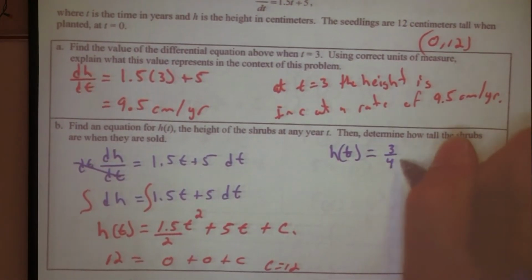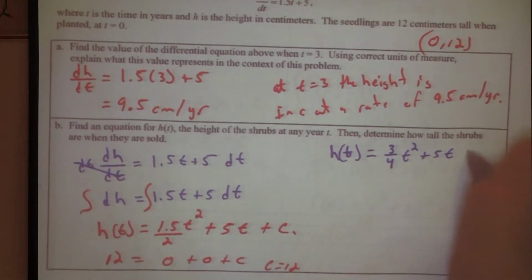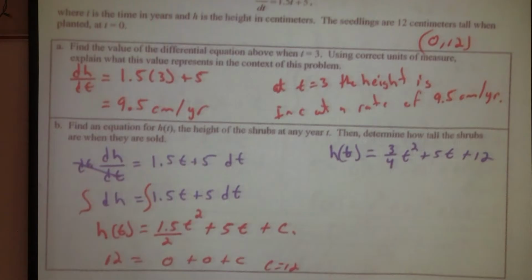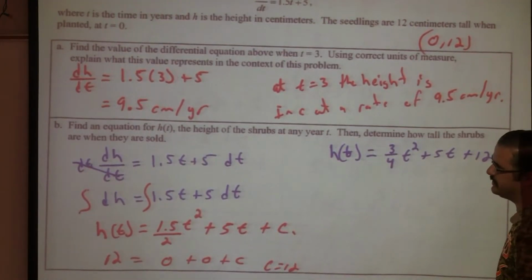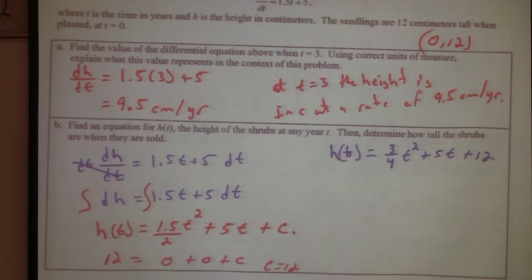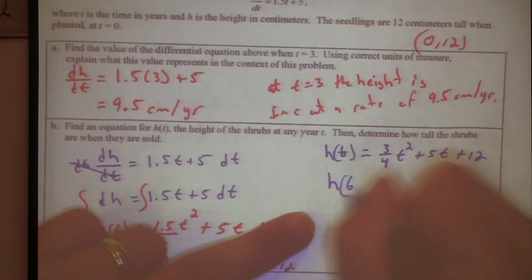3/4 t squared plus 5t plus 12. Okay, and then they want us to evaluate, and it says, then determine how tall the shrubs were when they were sold. So put 6. So we plug in 6 because they sell them after what? 6 years of waiting patiently and watering.